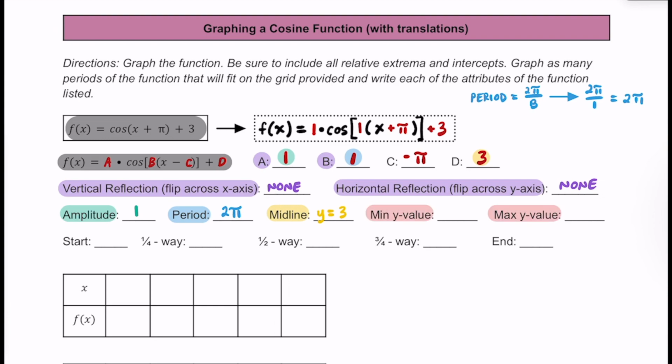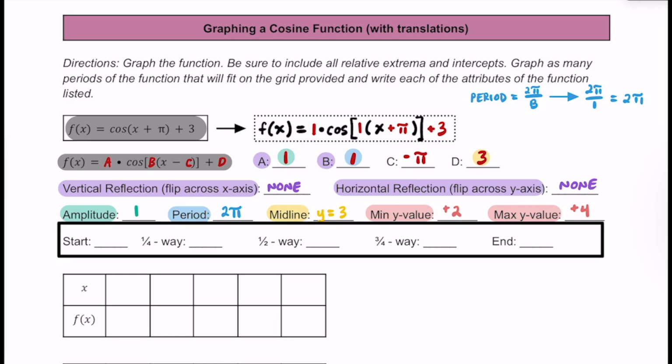What about the lowest and the highest point of this function? To find the minimum y value for this function, we're just going to take the midline, which is y equals 3, and then take away the amplitude of 1, so 3 minus 1 is going to equal 2. And then for the maximum y value, we're just going to take that midline of 3 again and add the amplitude of 1. 3 plus 1 is equal to 4, so we're going to see here that the maximum y value for this function is going to be a y value of 4.